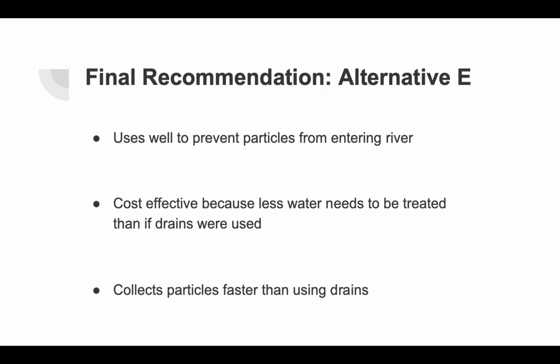So our final recommendation is to choose alternative E because it prevents the particles from entering the river, but it's more cost effective than alternative F because less water needs to be treated than if a drain was used instead of the well. The well captured 1,600 cubic feet per day, and the drains collected over 4,000 cubic feet per day, and all of that water needs to be treated, and that's expensive. So it would be more cost effective to implement a well rather than the drains. Also, the well collected the particles 4 years faster than the drains did, which would mean the site is going to get cleaned up faster. So on all levels, this is clearly the better alternative for the site.